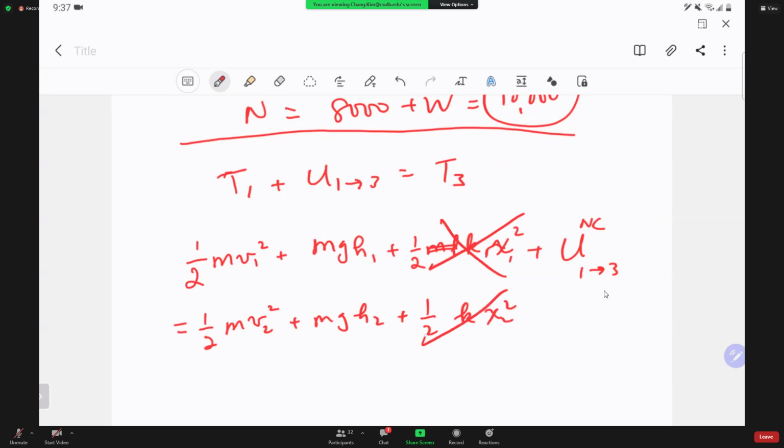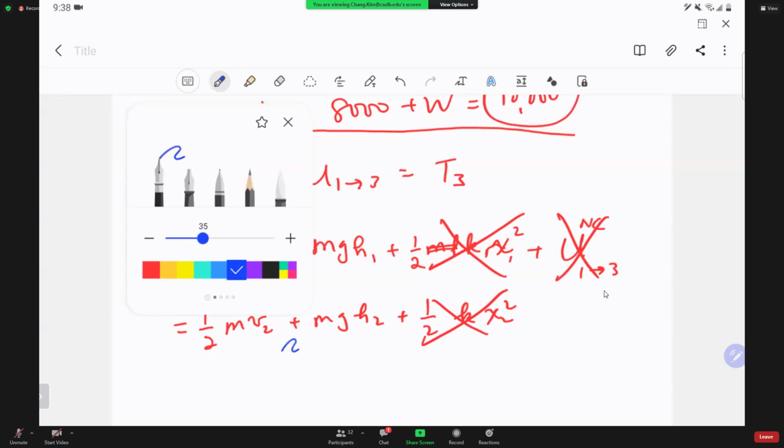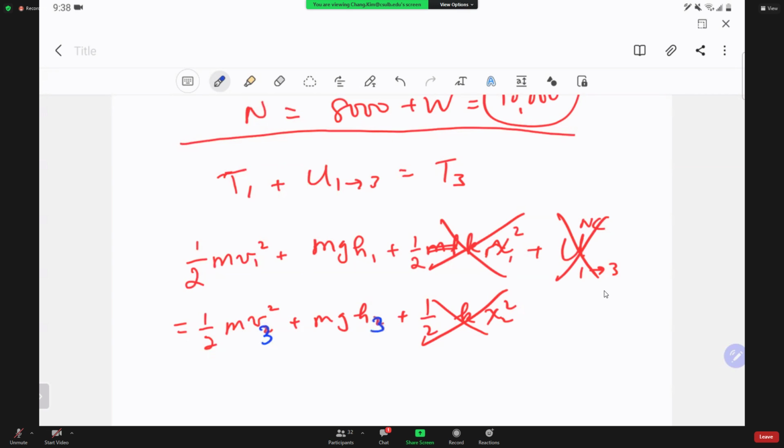Now, the easy thing is I do not have anything related to the spring. Hold on, quick question. Shouldn't it be velocity at point 3 on the second half of the equation? Thank you very much. Very good. So this will be v3. This is x2 and x3. Same concept applies. This goes out. It was initially at rest, so nothing.